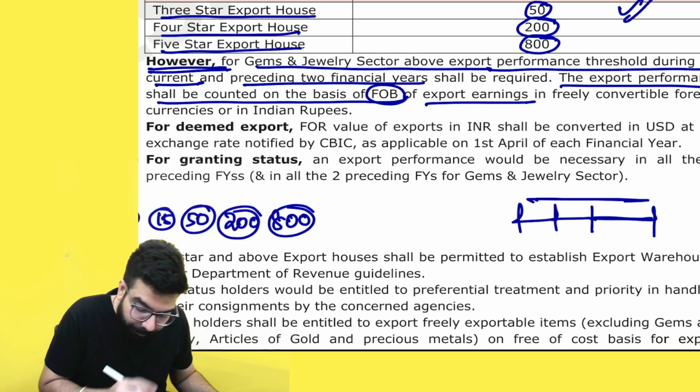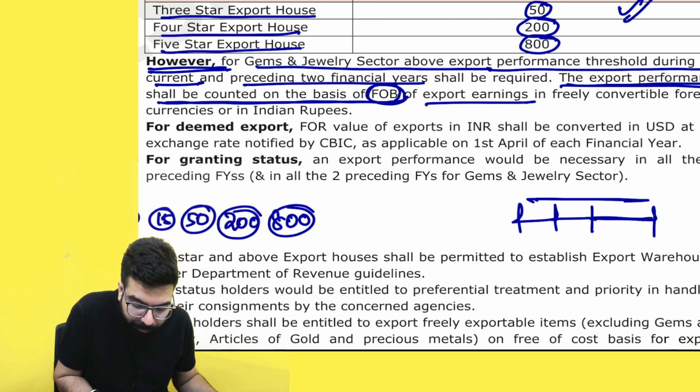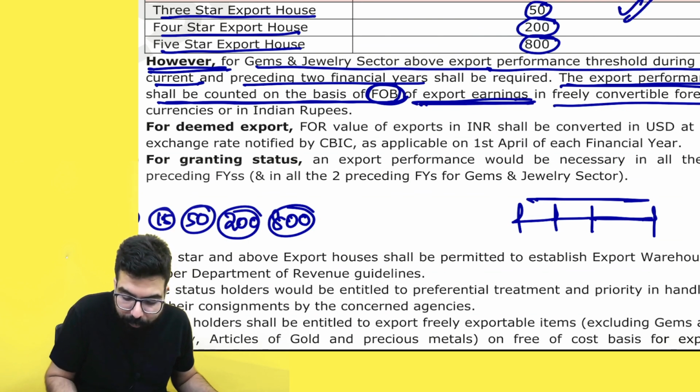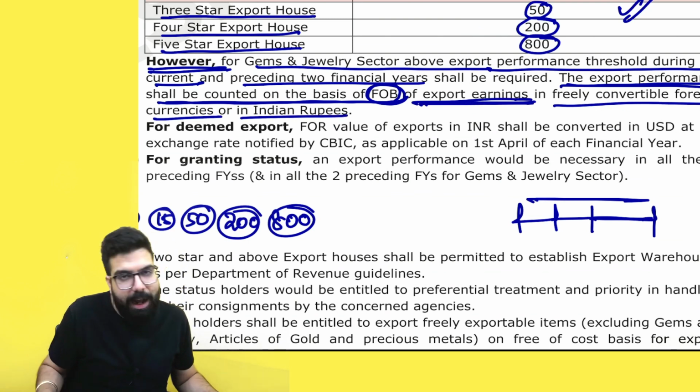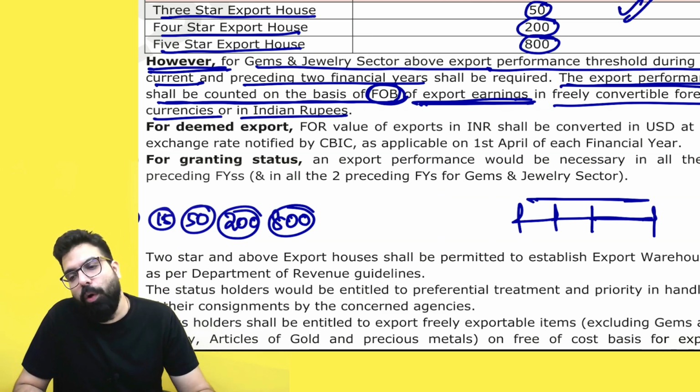Okay. So they are telling that the performance shall be counted on the basis of FOB of the export earnings in freely convertible foreign currency or in INR. Basically, the FOB value of your exports will be seen.